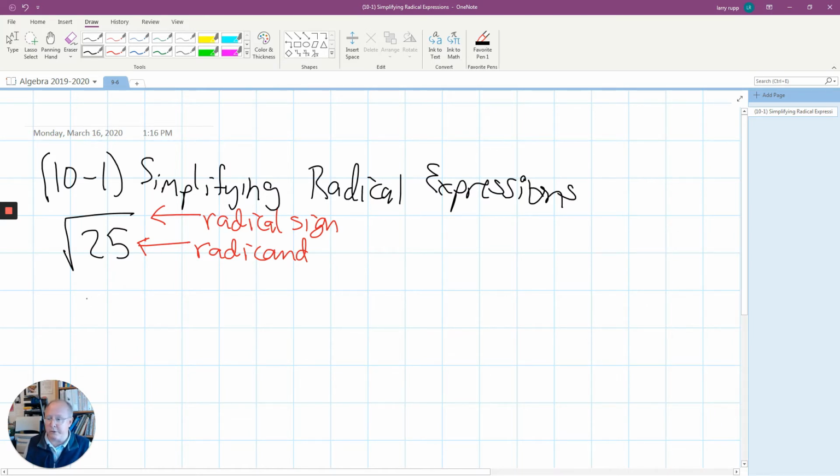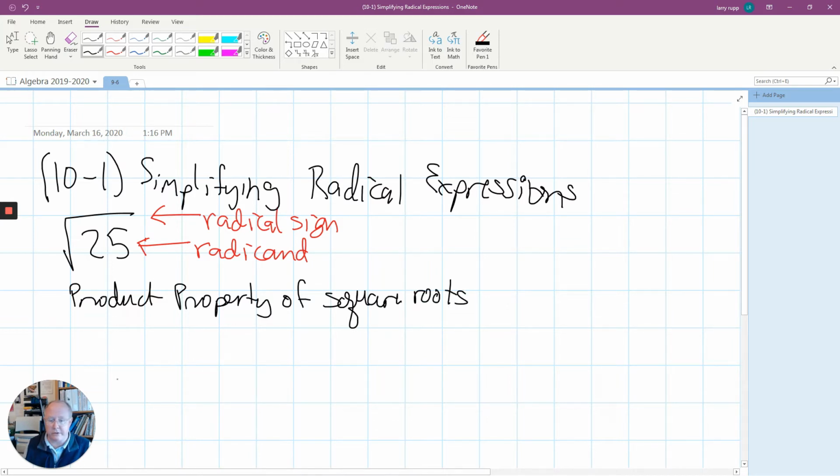Okay, so the first property we're going to go over here is called the product property of square roots. Also, I apologize for my writing on this tablet. It's not easy. It's just not easy.